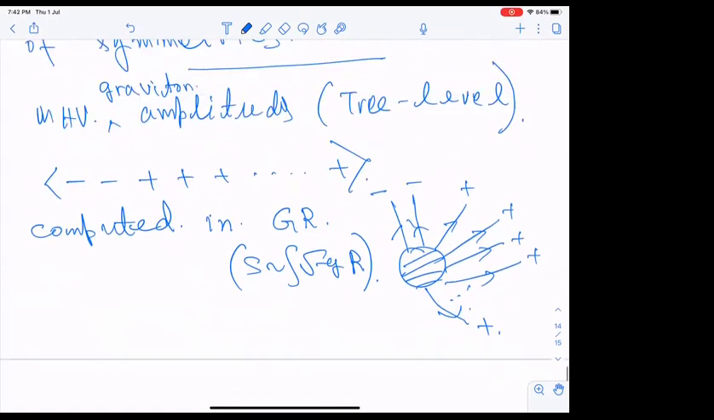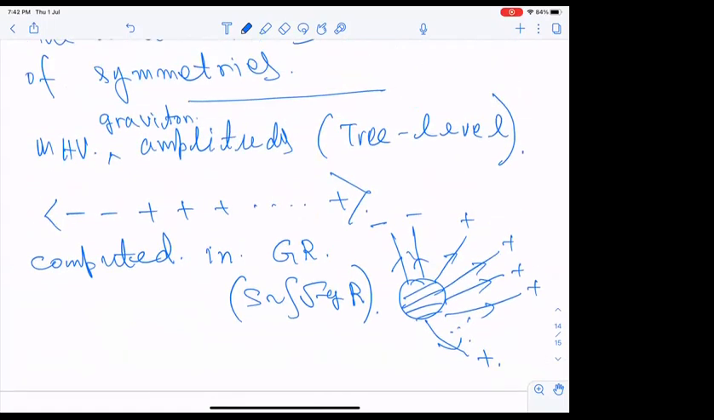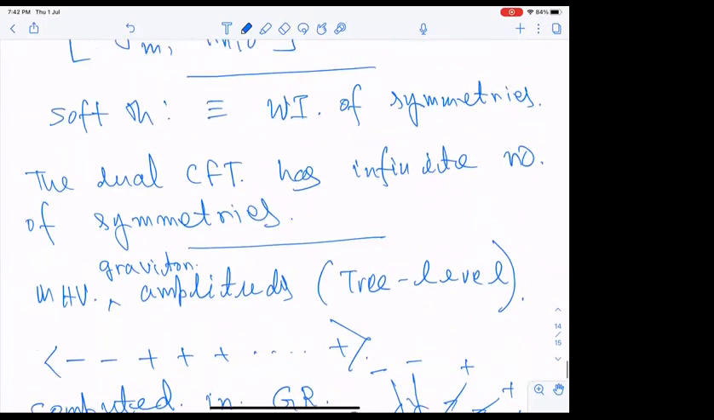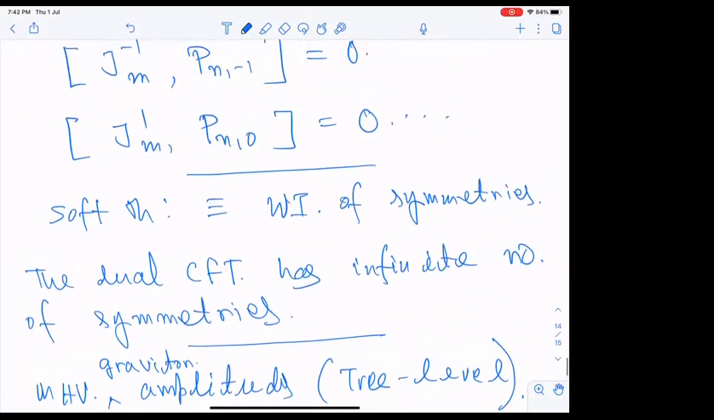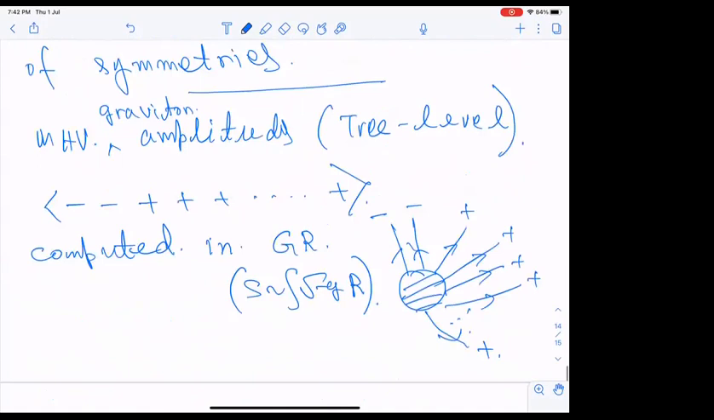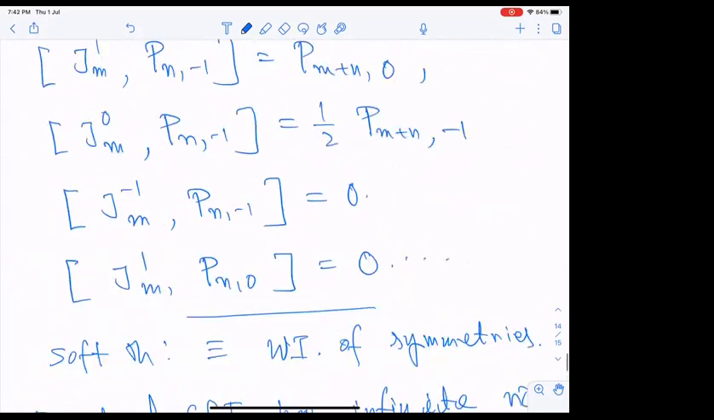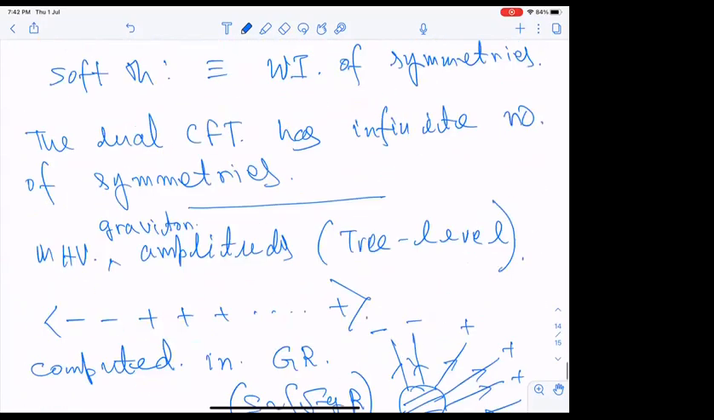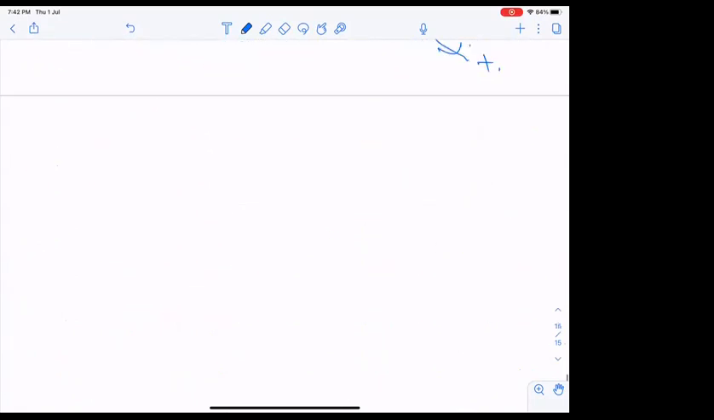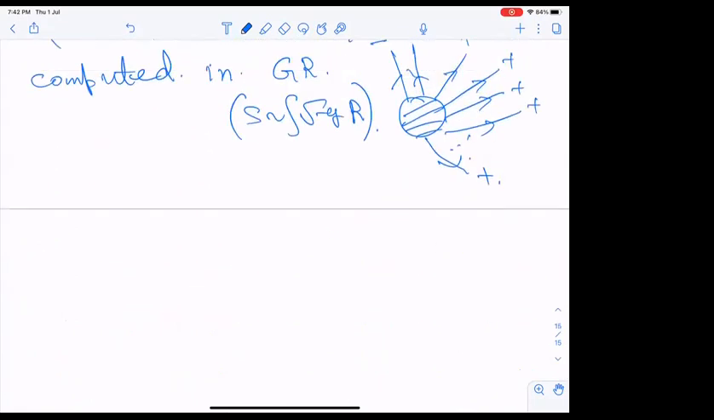Okay, so now you can actually compute this class of amplitudes using this symmetry algebra. And essentially, if you are familiar with say the basics, this is like solving a minimal model in 2D CFT.